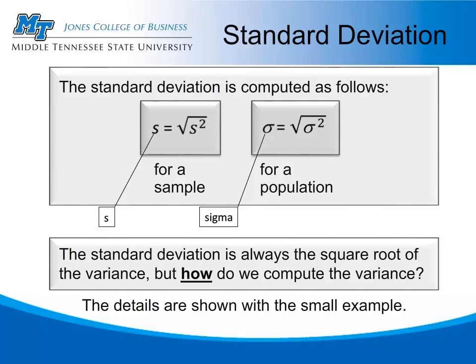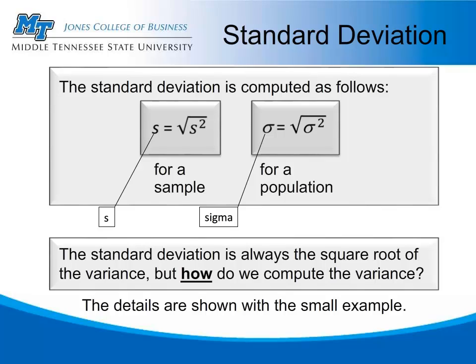But all you have to do to get the standard deviation is take the square root of the variance. You use the Greek letter sigma for the population, and then it's S for the sample. But it's always going to be the square root of the variance. But how do you get that variance?